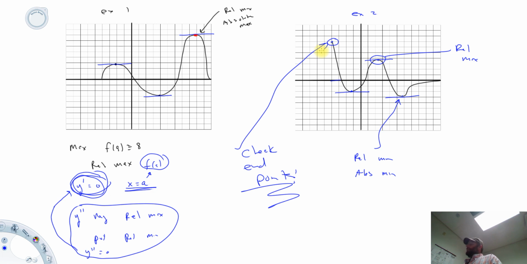So that's my theoretical video on how to find max and min values of any given function. I'll make some examples, I'm sure. Hope that this gives you an idea about how to do this.